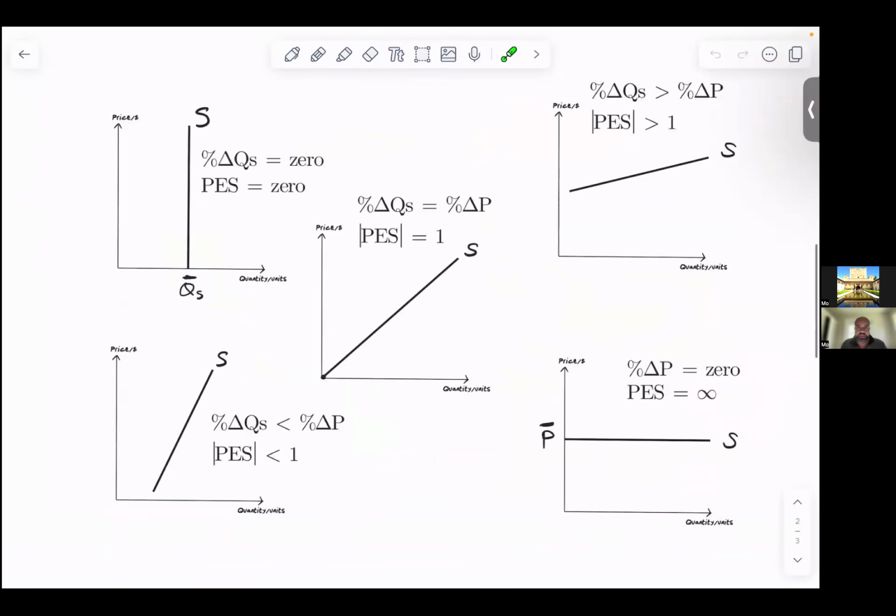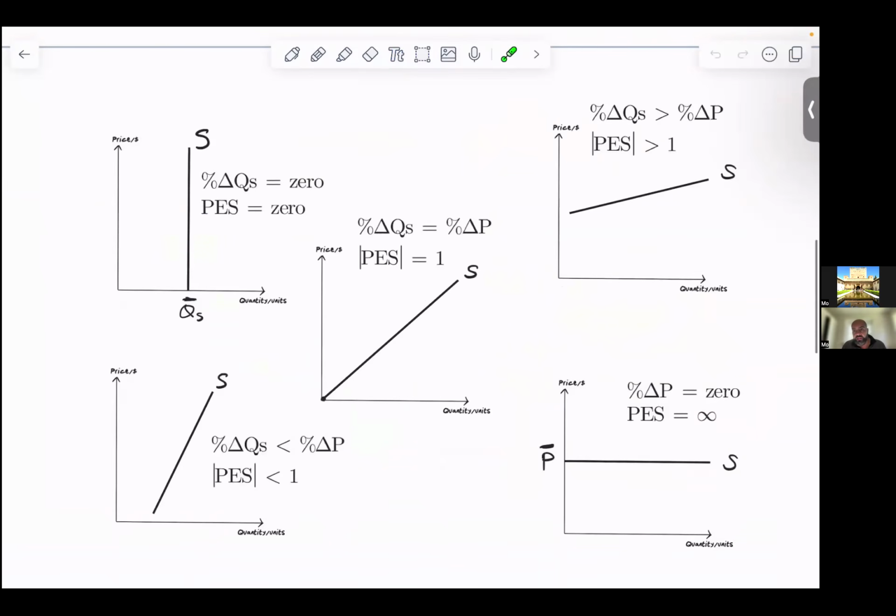So let's get started. All right, so price elasticity of supply is the responsiveness of quantity supplied to changes in price. Okay? So it is the percentage delta QS divided by the percentage delta P. Delta here means change in. So percentage change in quantity supplied divided by the percentage change in price. Okay. Now, if percentage change in quantity is equal to percentage change in price, when you divide those by each other, that will give us a value of 1.